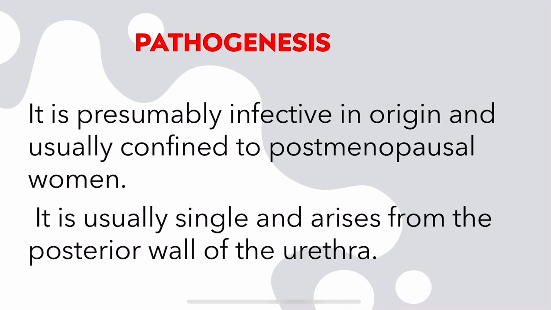Pathogenesis. How does this caruncle occur? It is presumably infective in origin. It is because of infection, and it is usually confined to postmenopausal women. So you see this caruncle more often in postmenopausal women. It is single and it arises from the posterior wall of the urethra.